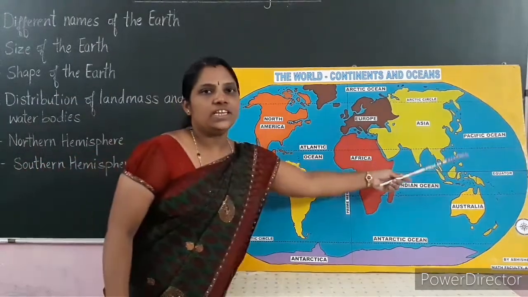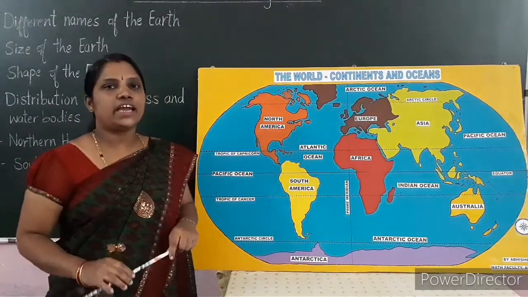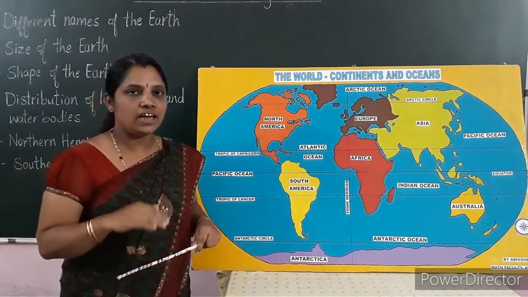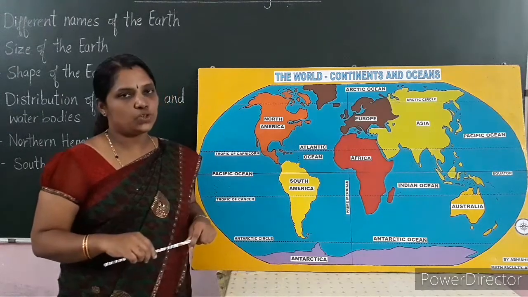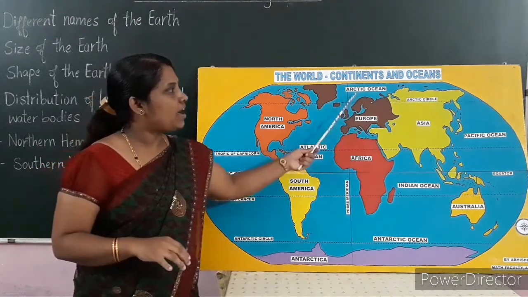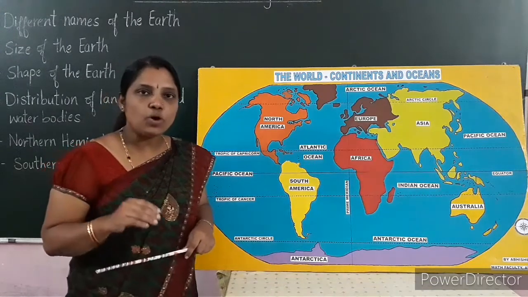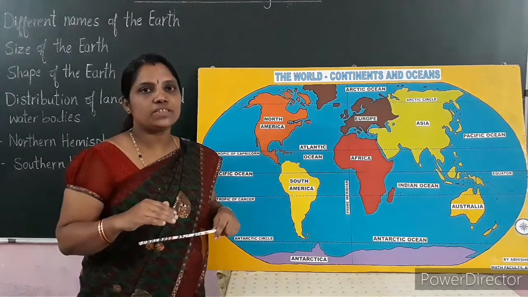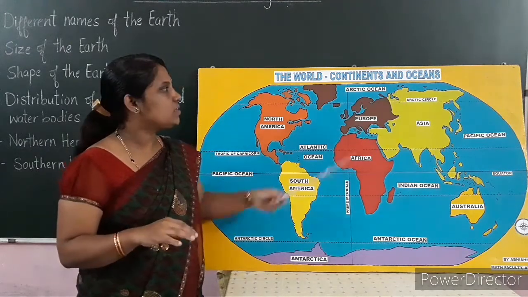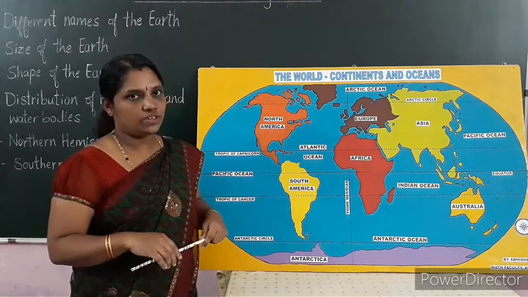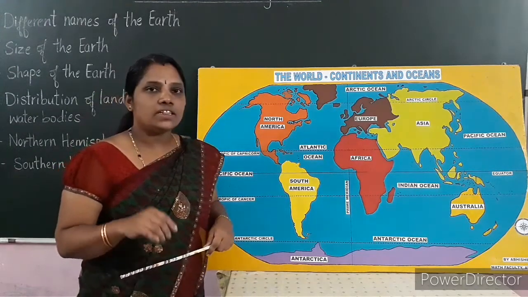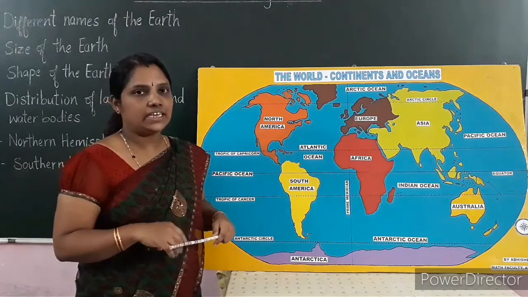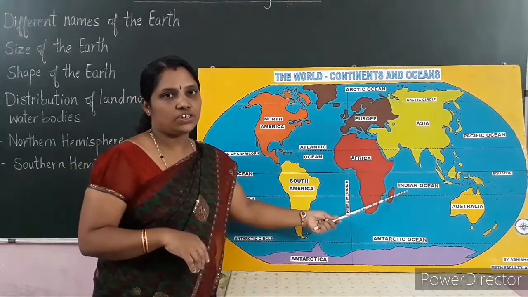Pacific Ocean is the largest and deepest ocean. And Arctic Ocean is the smallest and shallowest ocean. Shallowest means low depth. The only ocean named after our country is Indian Ocean.